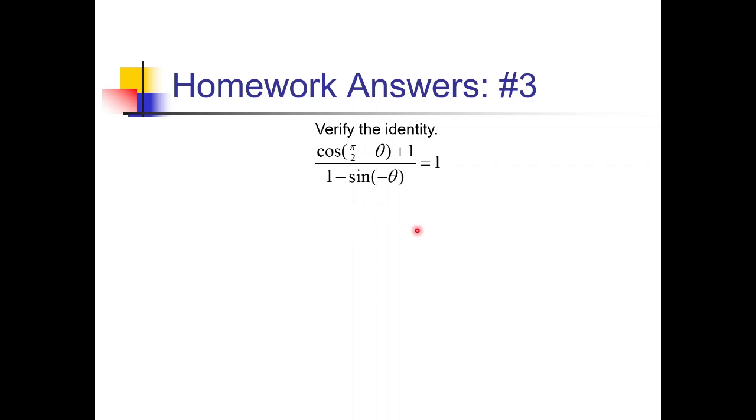On this problem, we're trying to show that this left side and this right side are the same thing. So let me work on simplifying the left side. In the numerator, I have a cofunction identity. I can convert this into sine of just theta plus 1. And in the denominator, I have a negative angle identity. Sine of negative x is going to be negative sine of the angle. So this actually is 1 minus negative sine of theta, or 1 plus sine of theta.